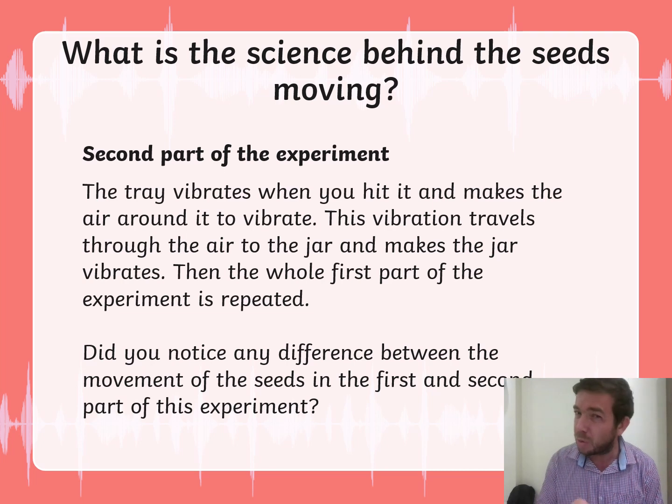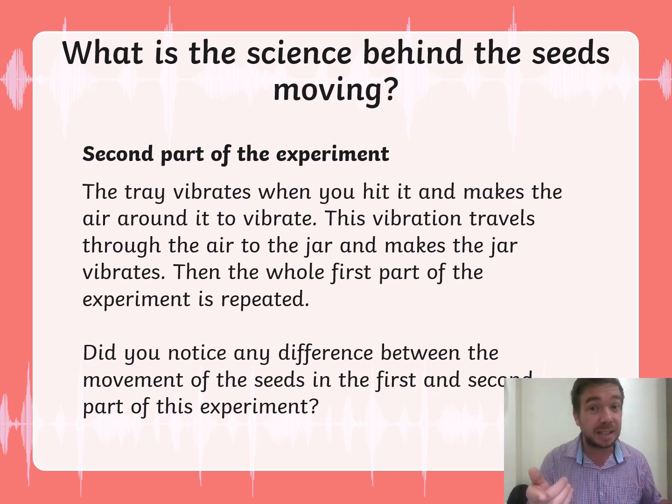Did you say the first one was very slow or very little movement? And did you see in the second part of the experiment the seeds were jumping much higher? What's the reason for that? Now, the reason for that is because the vibration of the tin tray was much bigger than the vibration when I actually just hit the jar.